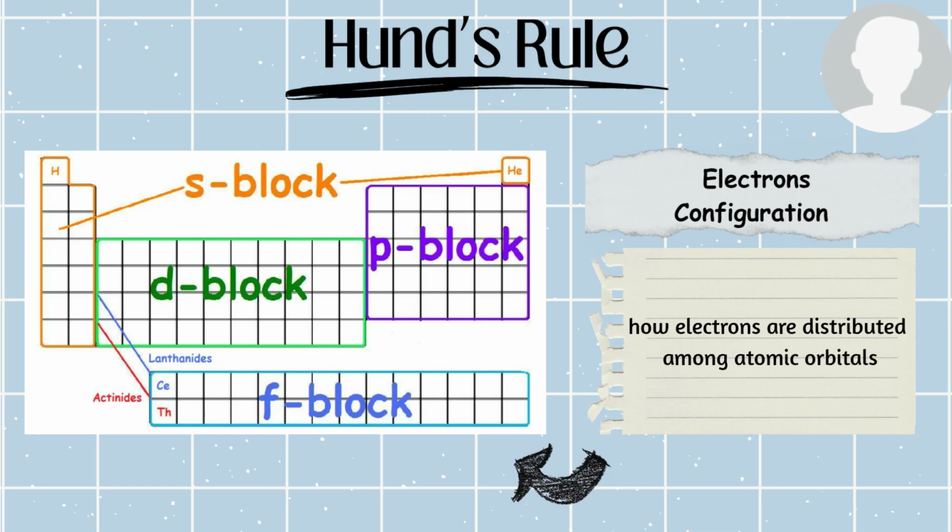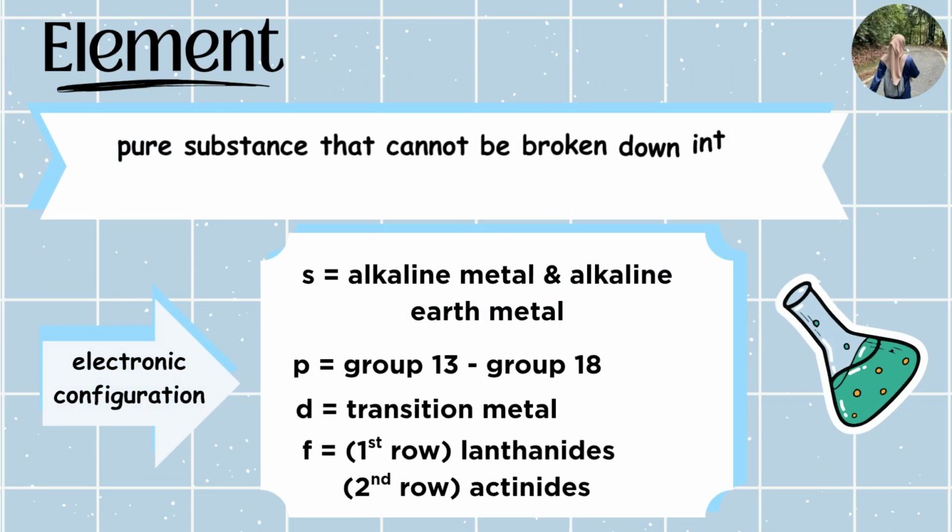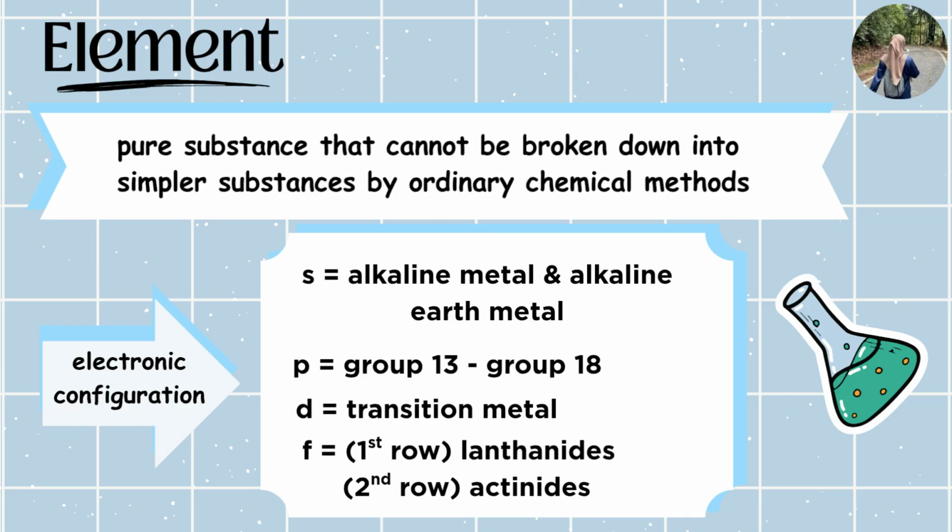An element is defined as a pure substance that cannot be broken down into simpler substances by ordinary chemical methods. Elements are classified into blocks based on the orbital being filled with electrons. The s block consists of alkali metals and alkaline earth metals. The p block includes elements from group 13 to group 18. The d block contains the transition metals, and the f block consists of the lanthanides in the first row and the actinides in the second row.